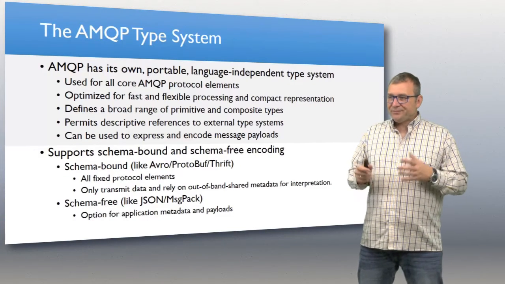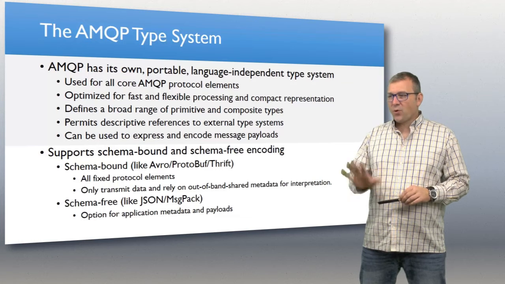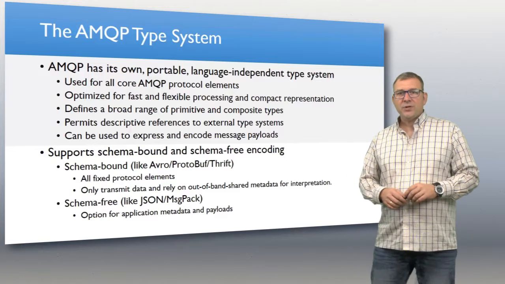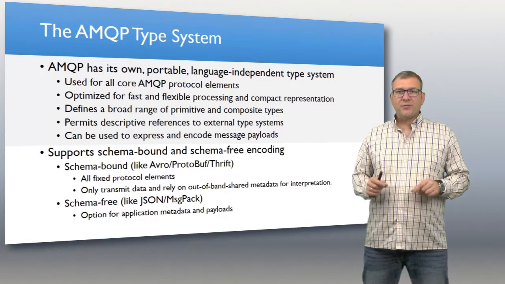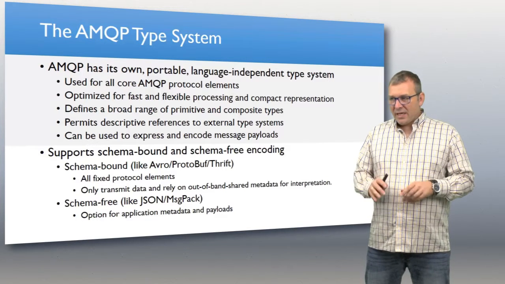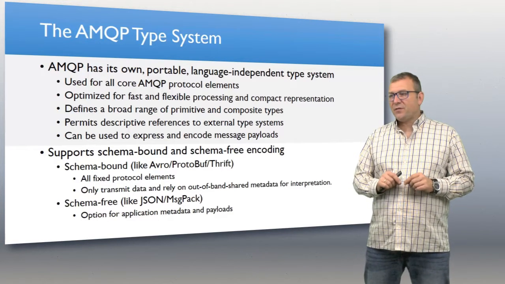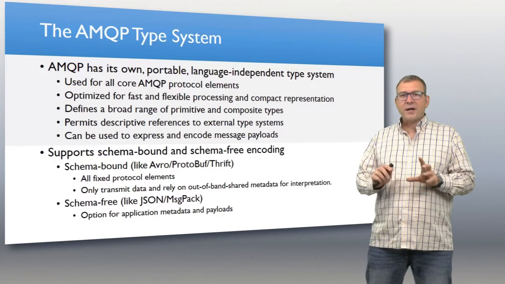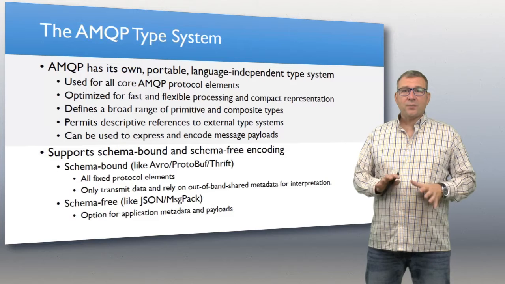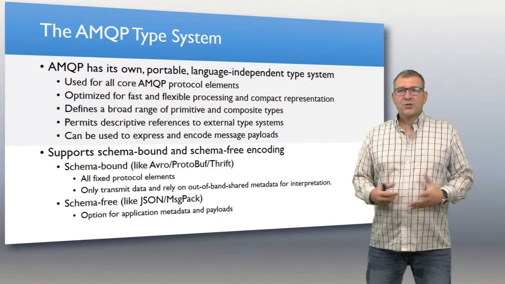So primitive types are part of the AMQP type system. AMQP has its own portable, completely language independent type system that's used for all the core AMQP elements. When I talked about frames before and talked about parameters, all those parameters and properties are expressed in this type system. The type system has been created specifically for fast and flexible processing and for compact representation, as you'll see. And it defines a fairly broad range of composite and primitive types for use in business applications so that no precision loss occurs.